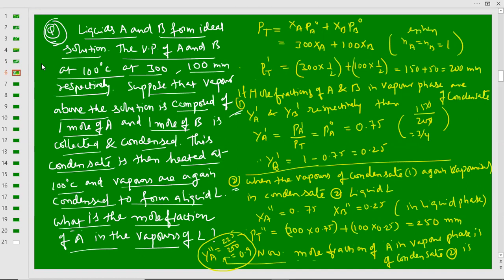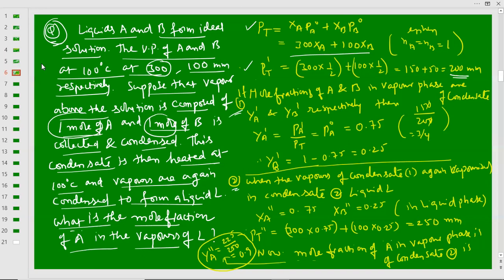First we consider the total vapor pressure formula from Raoult's law, that is XA into PA0 plus XB into PB0. A has a vapor pressure of 300 in the pure state, into mole fraction XA, and B has a vapor pressure of 100 into XB. They also say the number of moles of A and the number of moles of B are both 1 in the composition, so mole fraction becomes 1/2. Using that, we calculated the total pressure as 200 in this first case.